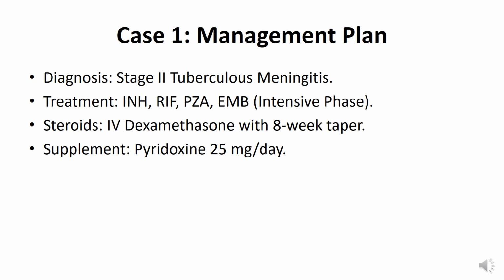Anti-tuberculosis drugs eliminate the bacteria. Dexamethasone controls inflammation. Pyridoxine protects the nervous system. Together, these interventions provide the best opportunity for recovery and help reduce the risk of long-term neurological impairment.